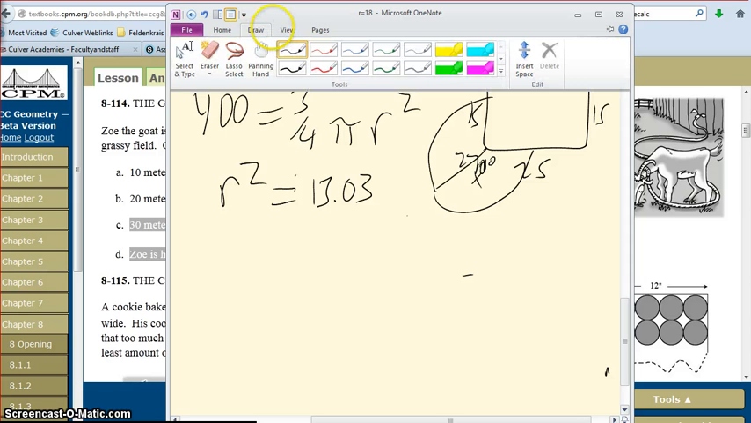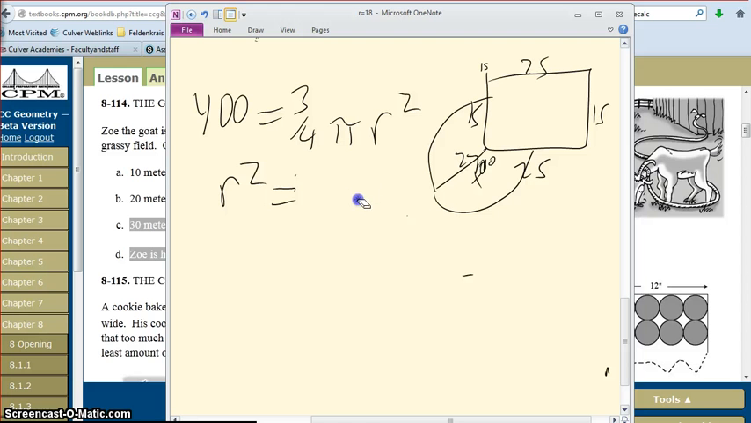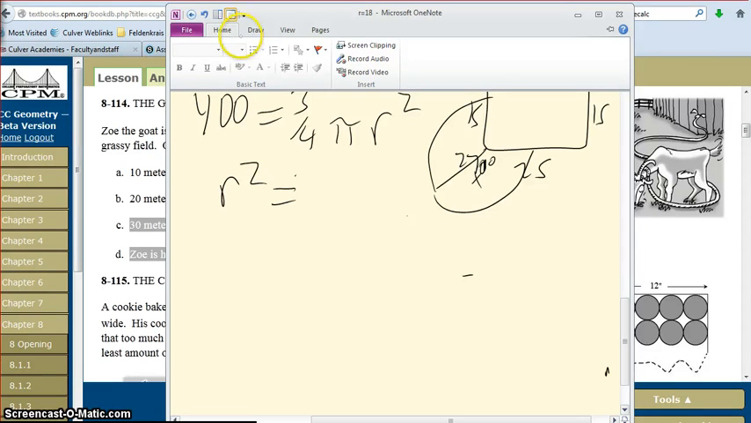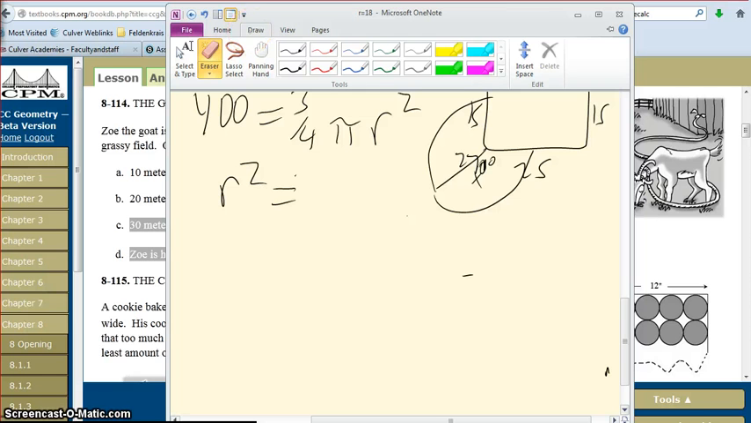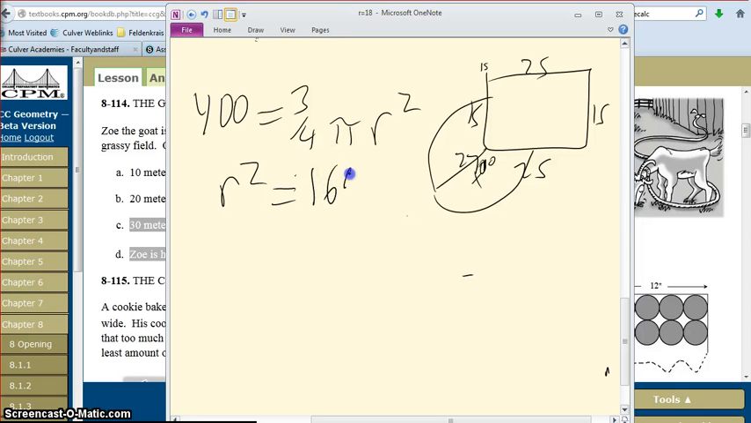I'm one step ahead. R squared is going to equal 169.78. R equals 13.03 meters long. So there you have it. That's how you do it. You just use the equation and you can get the radius or the area depending on what you have.